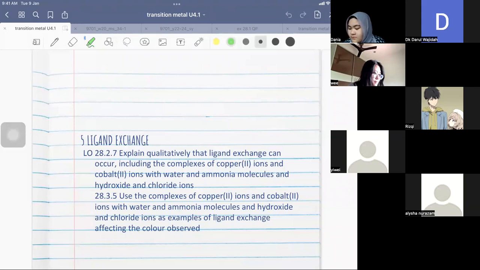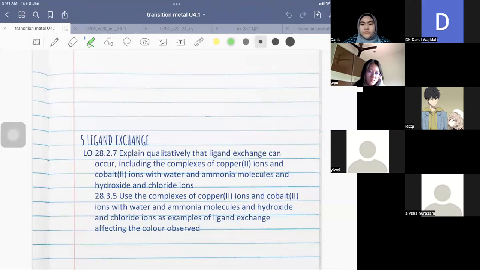In the last lesson, you have already seen the ligands, how to write down the formula, recognizing the type of ligands: monodentate, bidentate, polydentate. You are also familiar with the term coordination number, which indicates the number of dative bonds formed between the ligands and the metal center ion. You know the shape, you know the bond angle. Today, we're going to look at ligand exchange.